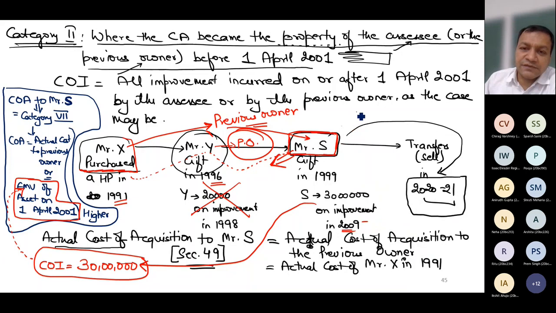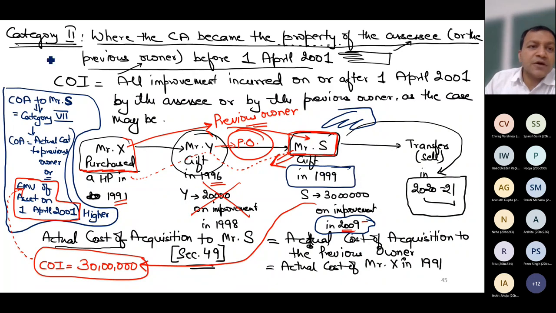In the last example, the assessee was Mr. S, who incurred an improvement in 2009. The assessee became the owner of the asset in 1999, so he was covered in category number 2. Is the point clear? The assessee became the owner before 1st April 2001, and in that case, the simple answer was that all improvements incurred before 1st April 2001 were ignored. Only the improvements incurred on or after 1st April 2001 were taken into consideration.